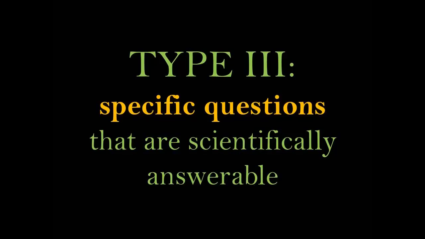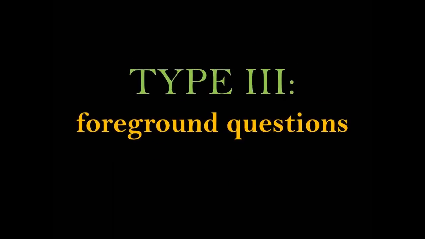Type 3 questions are also scientifically answerable, but they are specific questions dealing with a specific patient or population of patients or a specific condition of that patient. This type of question is also called a foreground question.